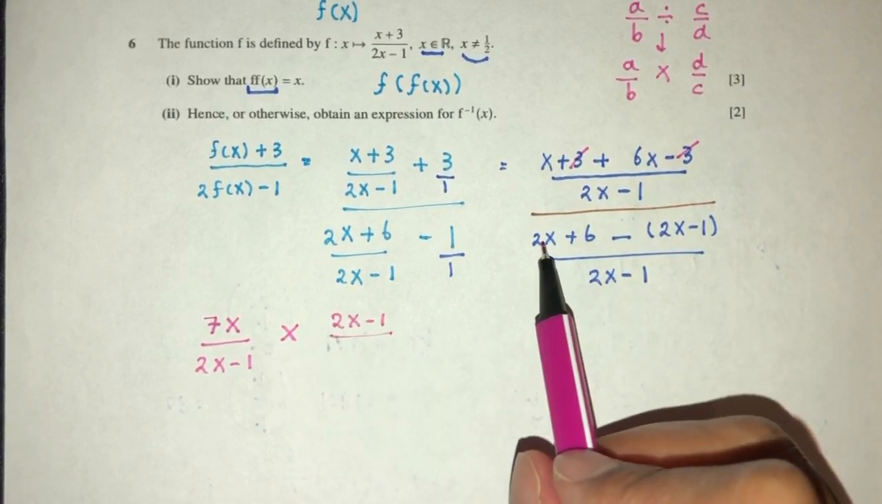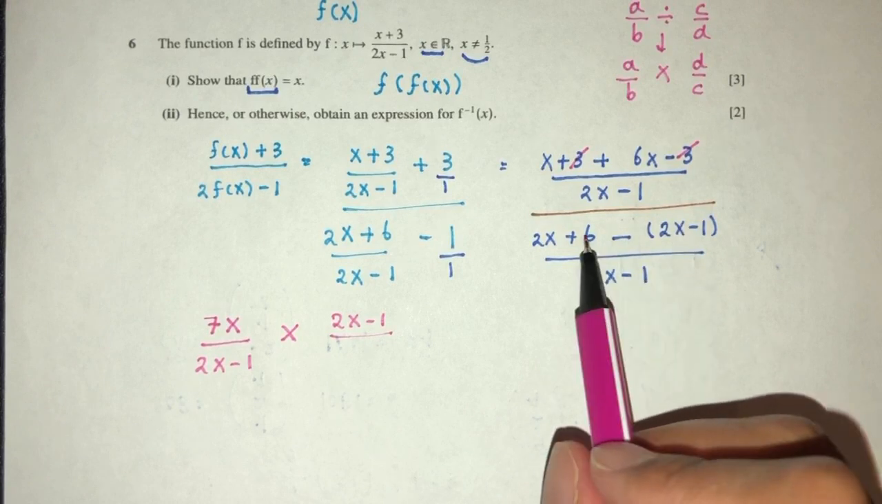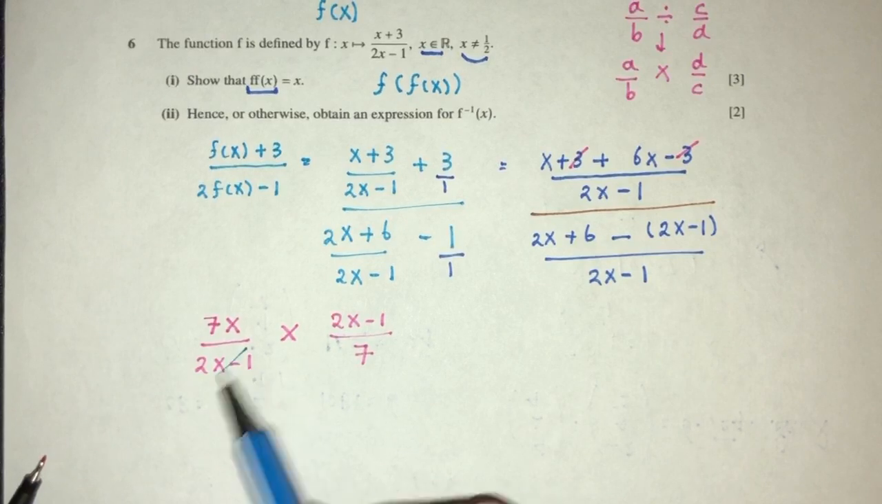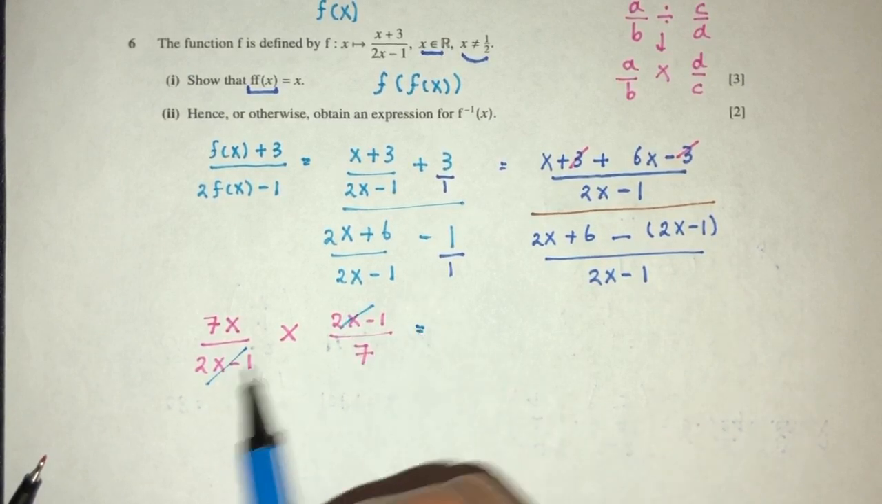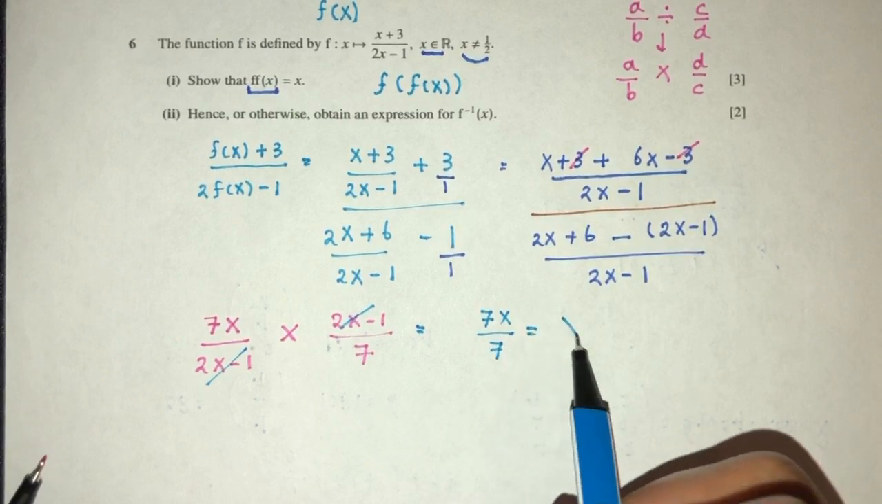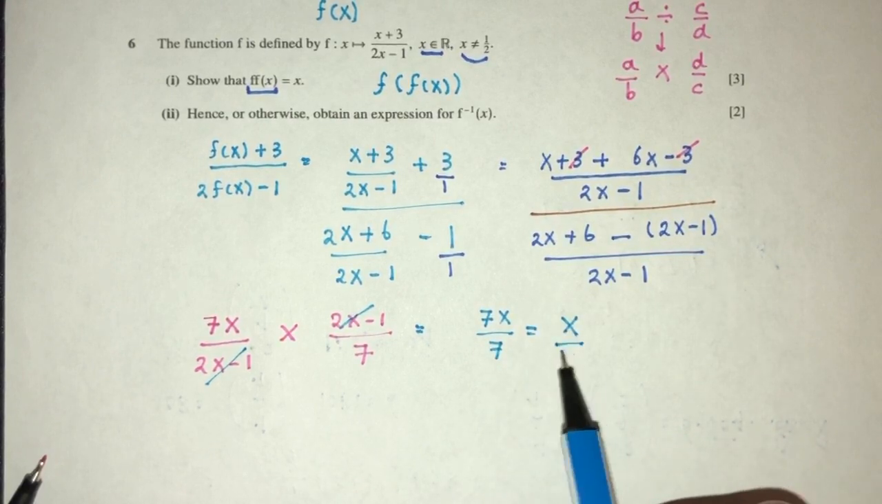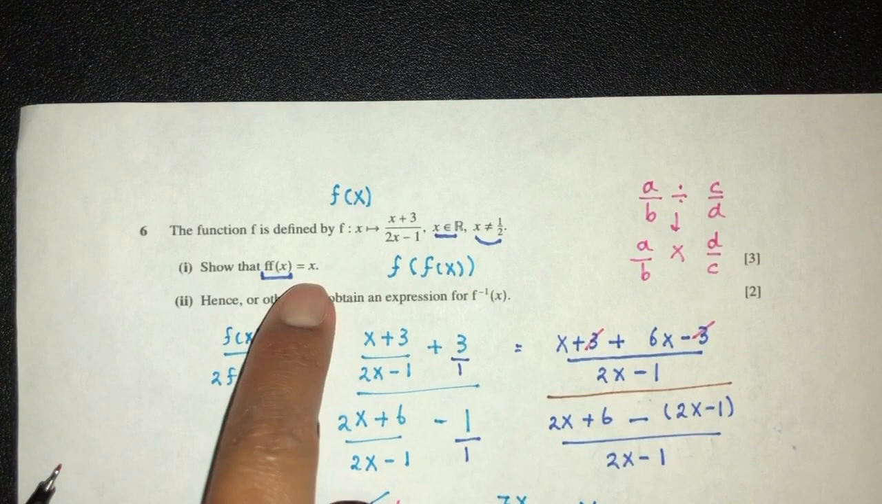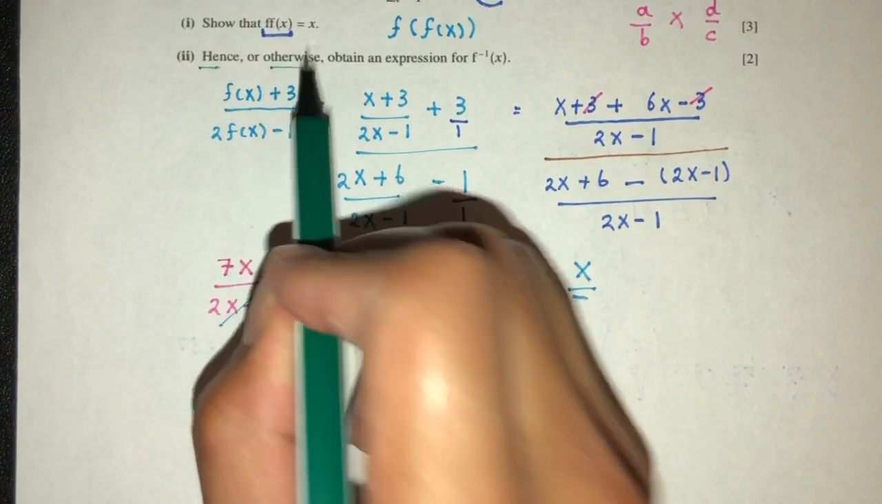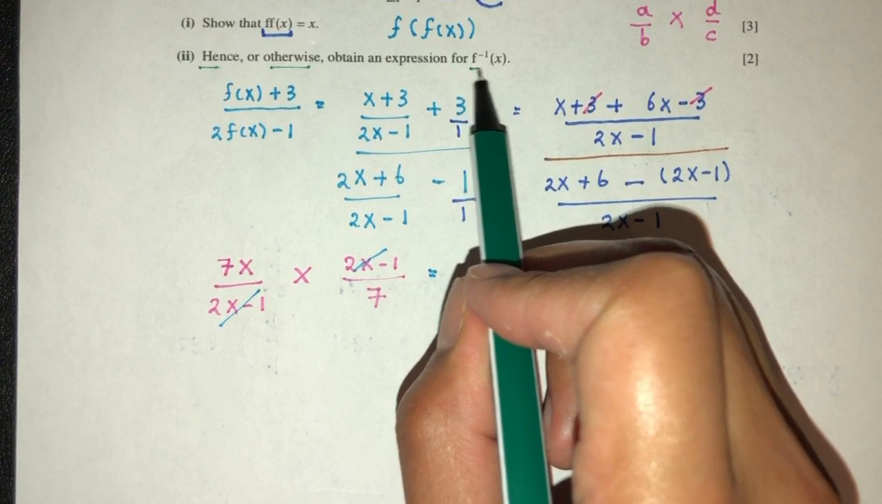This will become 2x minus 2x will be 0. 6 plus 1 should be 7. So this will cancel out, and you will have 7x over 7, which is just x. So we have shown that f of x is actually x. So shown as required. Now for part 2, hence means using that, or otherwise, find an expression for f inverse of x.